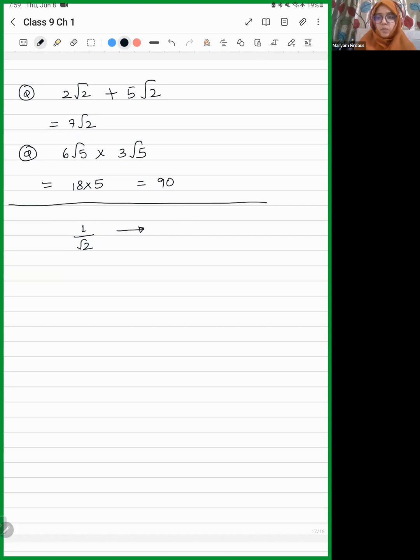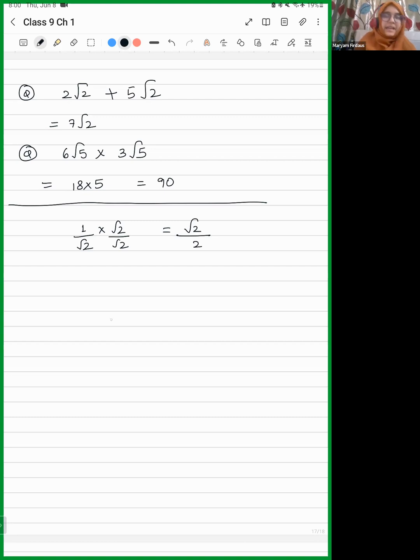And how do we do that? Ma'am, multiply by root 2 by root 2. Yeah, we multiply with root 2 on both numerator and denominator. So this becomes what? Root 2 by 2. Okay, root 2 by 2. So now, can we locate this on the number line? No. I don't know, ma'am.